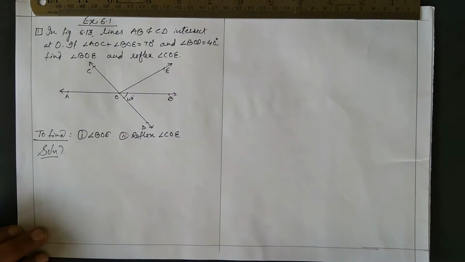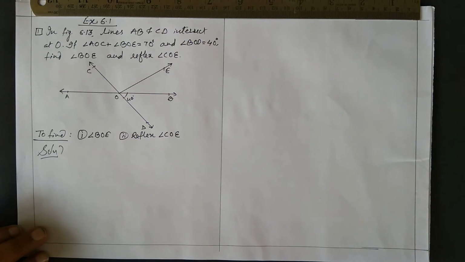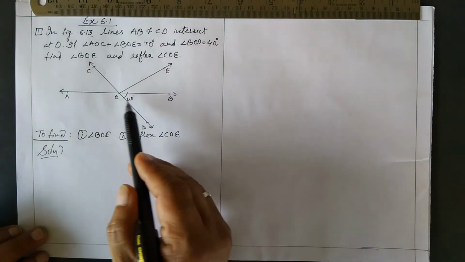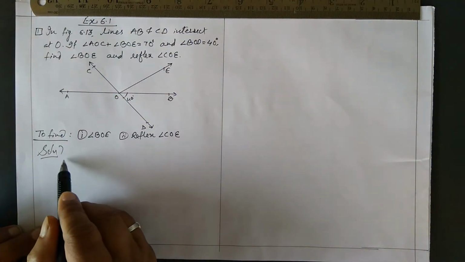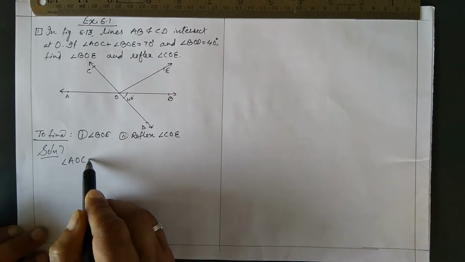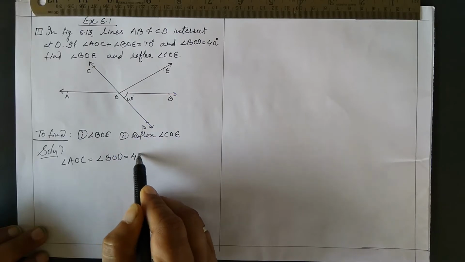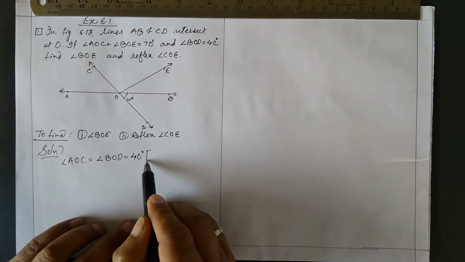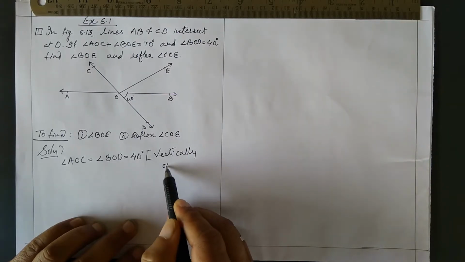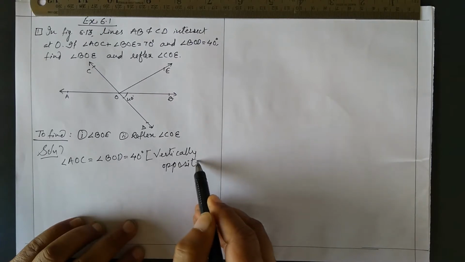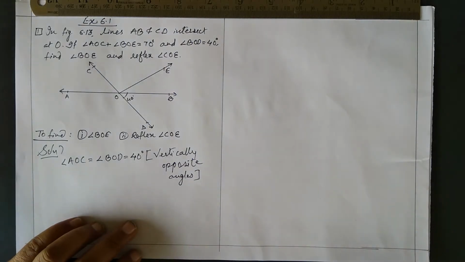Yes, what you can see, angle BOD is 40 degrees. If you observe carefully, you should be a very good observer. Angle AOC and BOD are vertically opposite angles. So I will write here angle AOC is equal to angle BOD is equal to 40 degrees. Reason: vertically opposite angles. इसको हम बाद में शॉर्ट में VOA, कैपिटल VOA लिखेंगे.